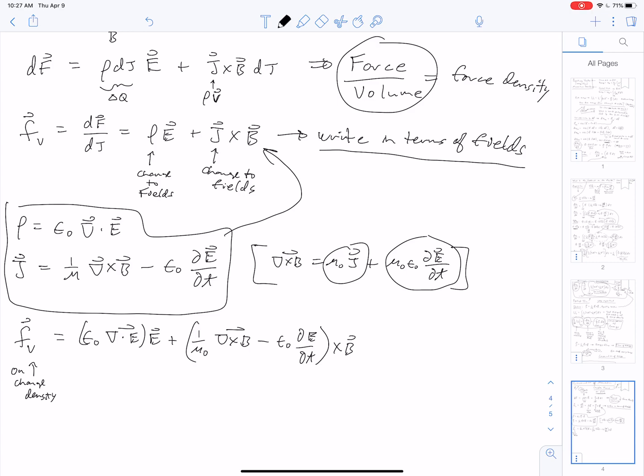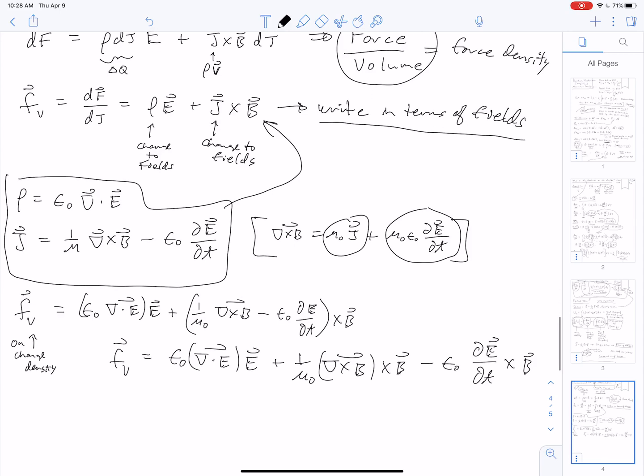Okay, and so let's rewrite this. F_V, the force per volume, is equal to epsilon naught del dot E times E, plus, and now let's break this up into pieces, 1 over mu naught del cross B cross B, minus epsilon naught dE dt cross B.